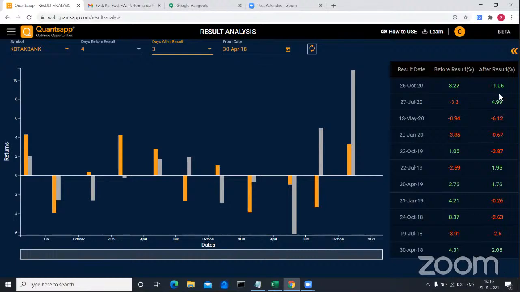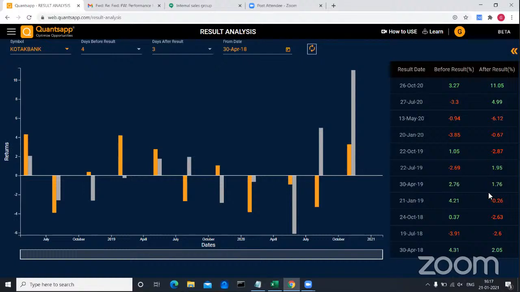So I can say that on the last result, 26 October, the performance of Kotak Bank after the result was nearby 11%. Then before that almost 5%. Before that, 2020, an outlier.